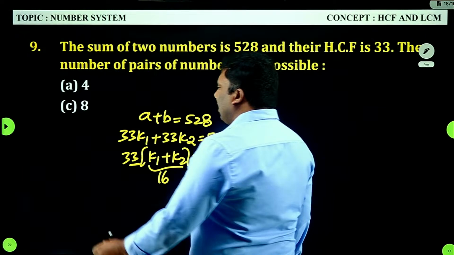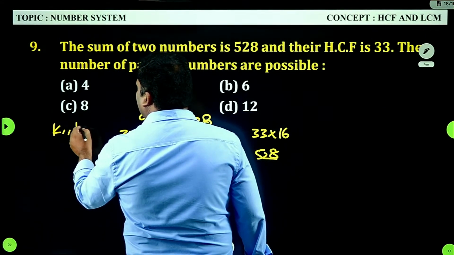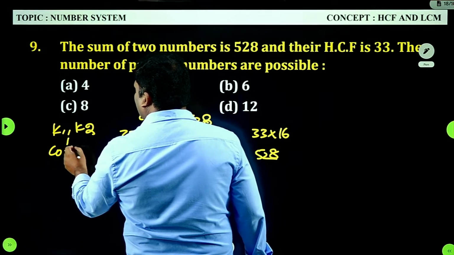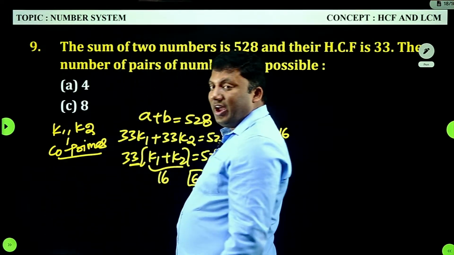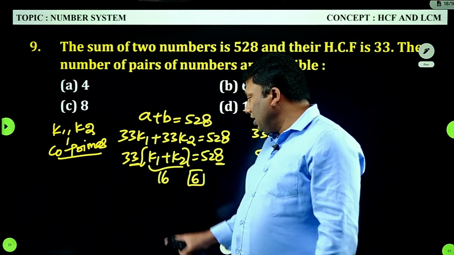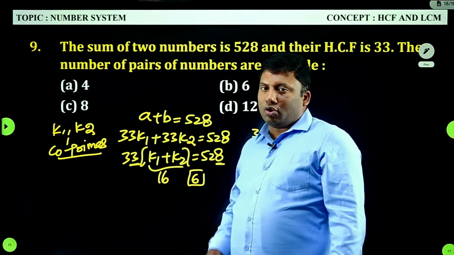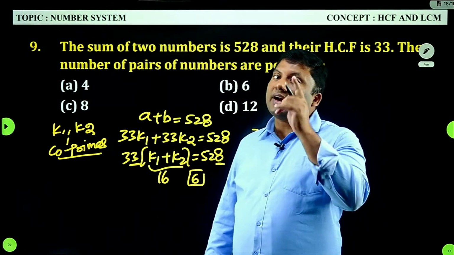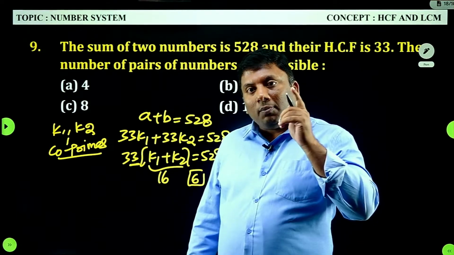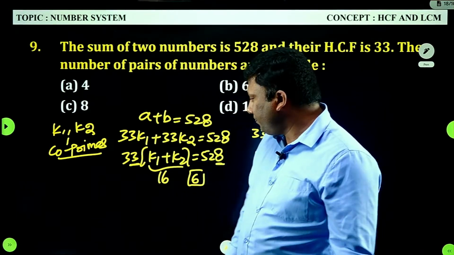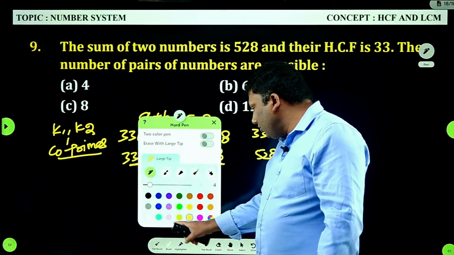What are K1 and K2? K1 and K2 are co-primes. Very interesting concept: here it is the sum of two co-primes. We did the product of two co-primes. Product of two co-primes is 1 by 2 into 2 power p. Please write down this concept.